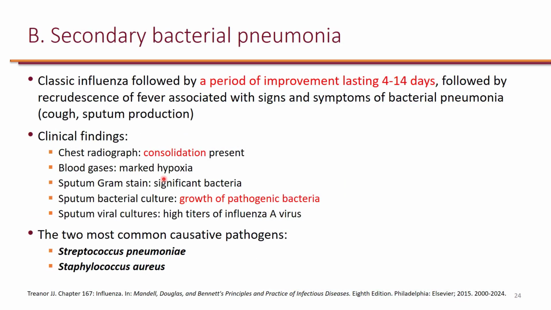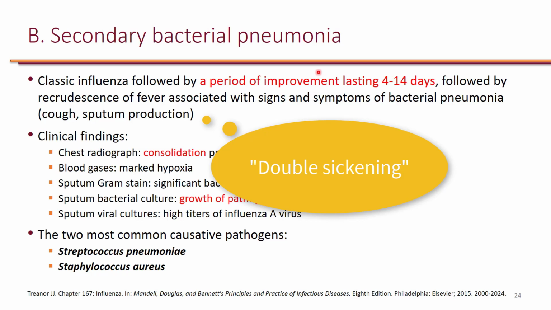Another complication that can happen is secondary bacterial pneumonia. So once the patient gets the viral influenza, it will be followed by a period of improvement lasting 4 to 14 days, followed by recrudescence of fever associated with signs and symptoms of bacterial pneumonia. So basically, during the first phase, the virus will be cleared. However, in the meantime, bacterial infection will be incubating. So while the bacteria are growing, the patient will be improving. And then once enough bacteria have grown, that's when the patient starts to deteriorate again, followed by symptoms.